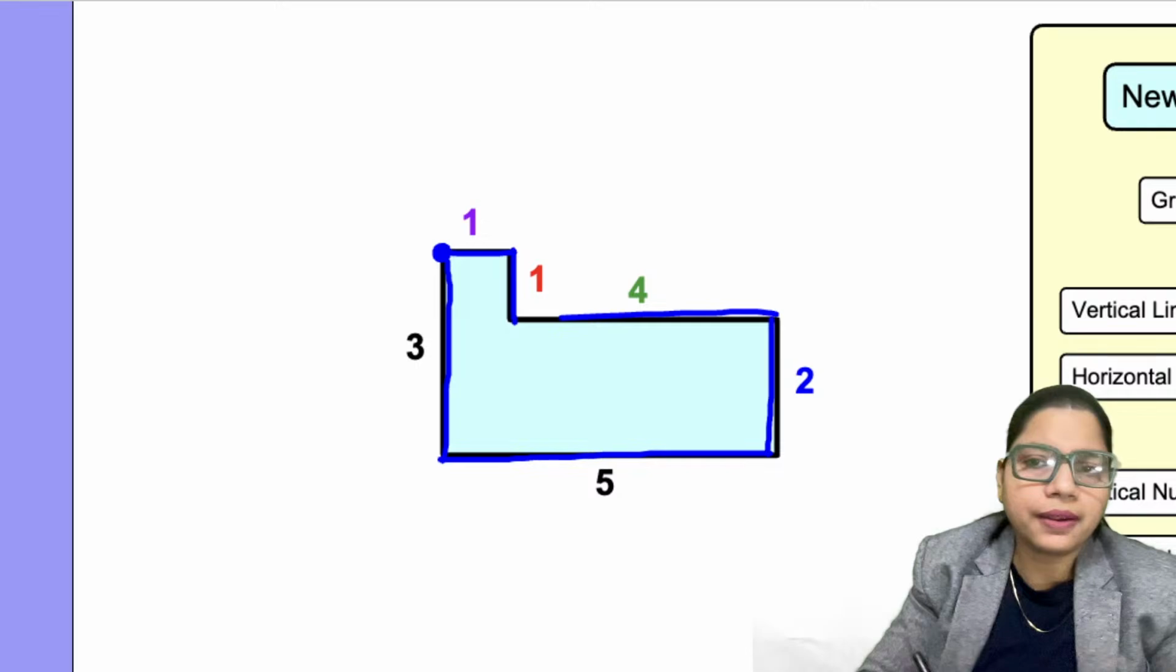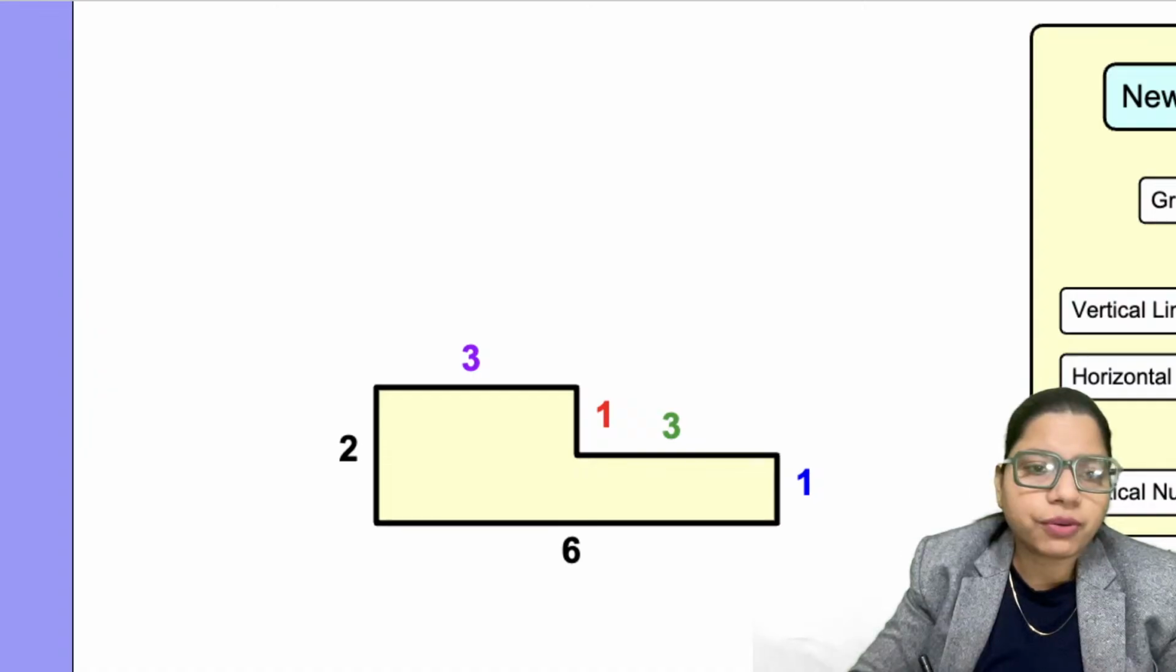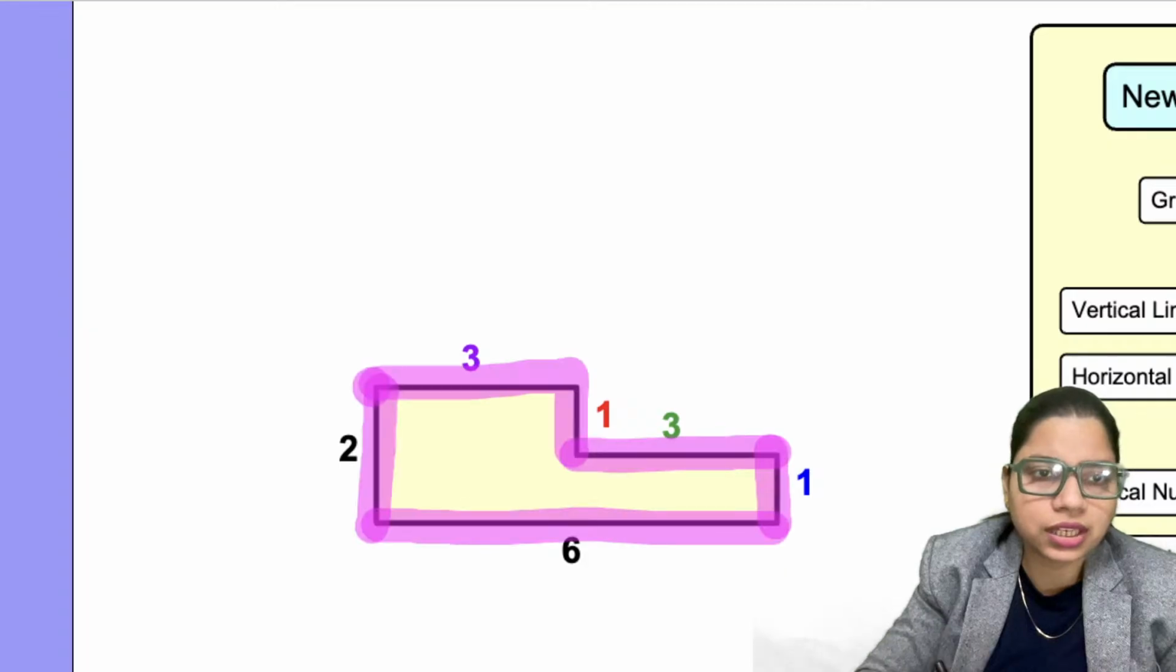Here it is like that. Quickly find out the perimeter. Right after this, we will talk about a quick method to find out the perimeter. Okay, let's start from here. 3 plus 1 is 4, plus 3 is 7, plus 1 is 8, plus 6 is 14, plus 2 is 16. So the answer comes 16 centimeters. Sorry, yes or no? The answer comes 16 centimeters.